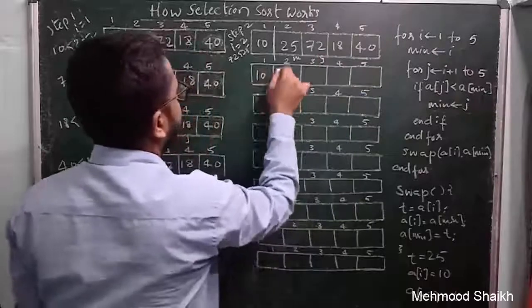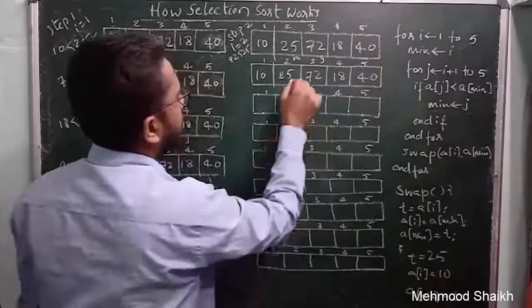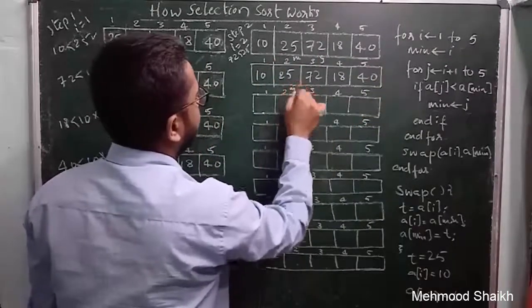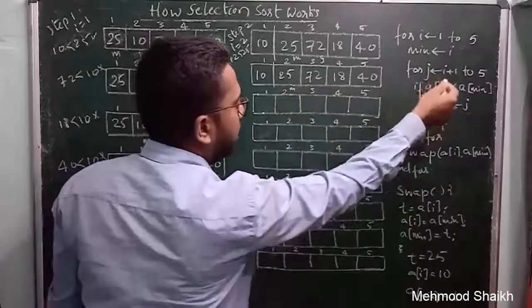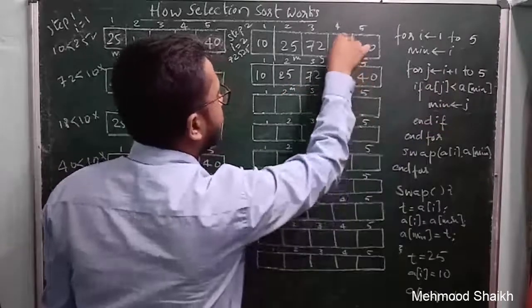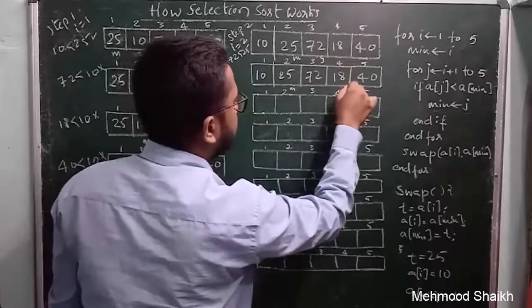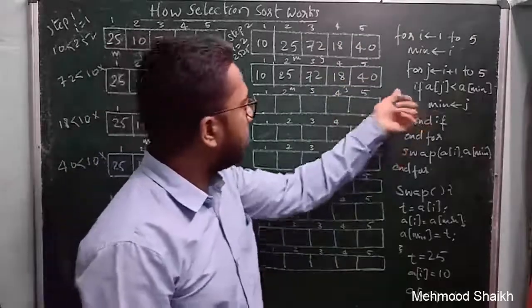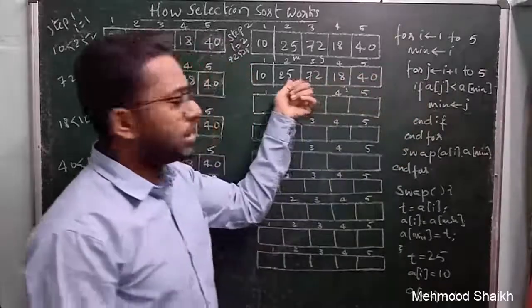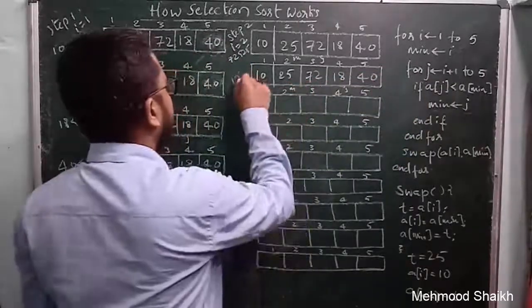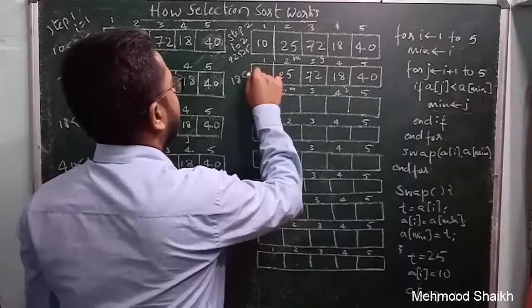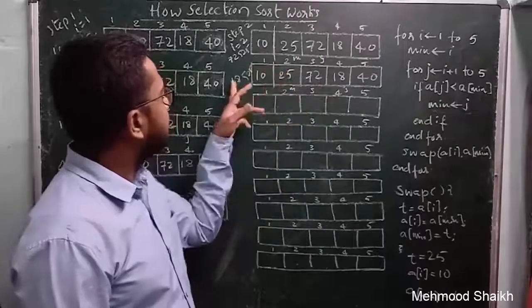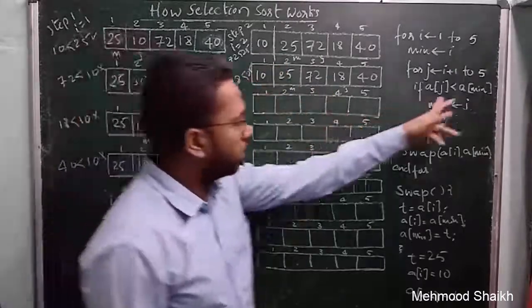Let me just write down these numbers. 40. This was our minimum element. Since j is incremented by 1, in the last case j was 3, but in this case j becomes the fourth element. Now we will make a comparison between the fourth element and the second element. Is 18 less than 25? Yes, 18 is less than 25. This condition becomes true.